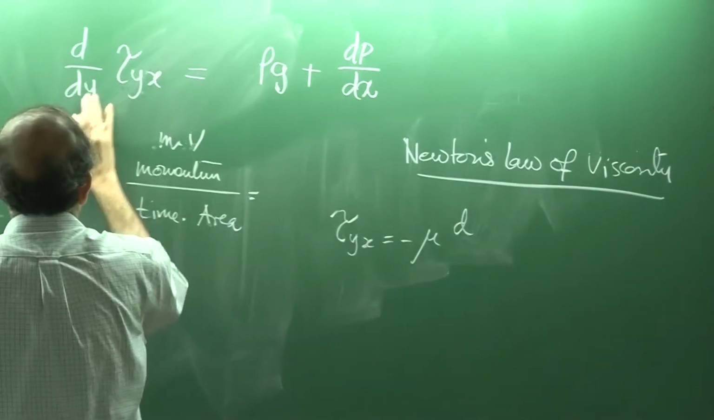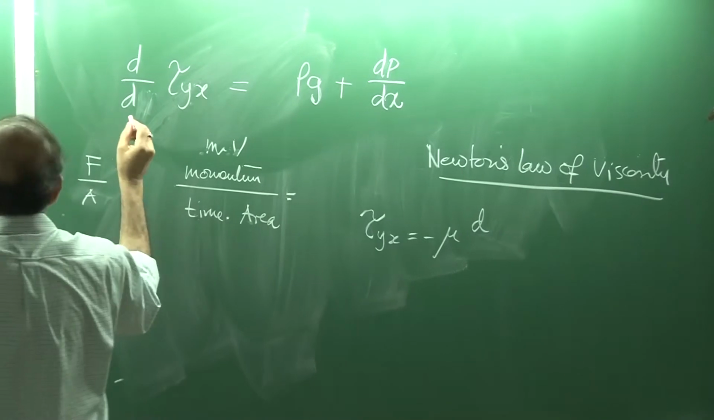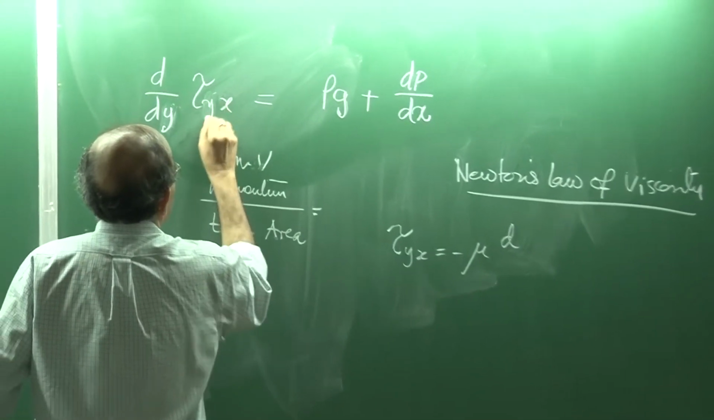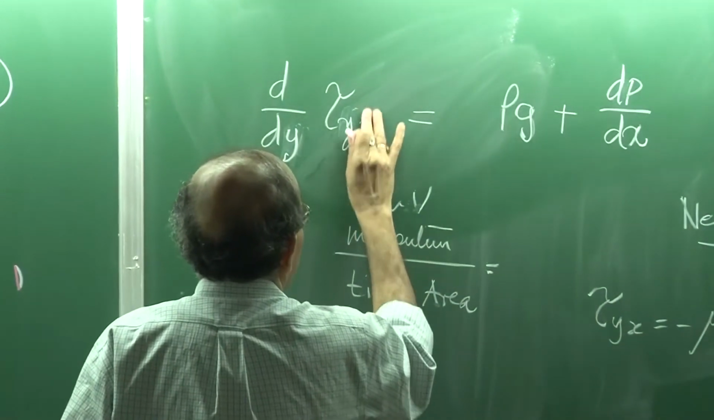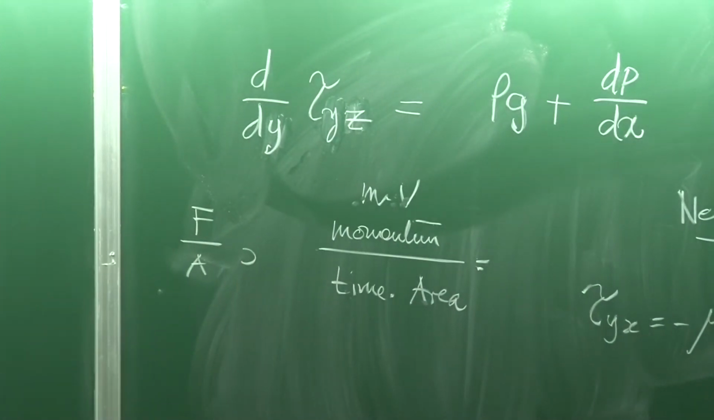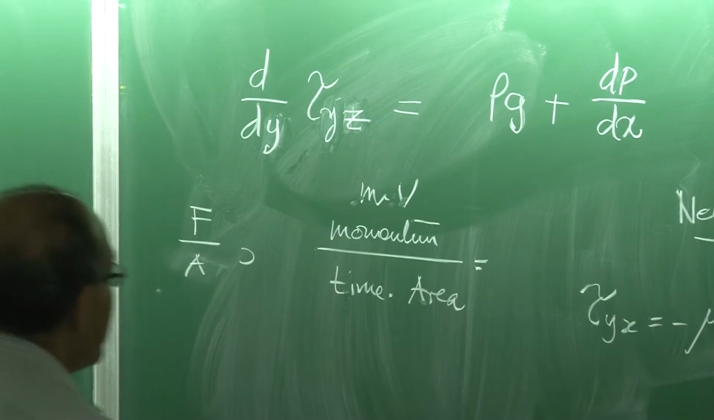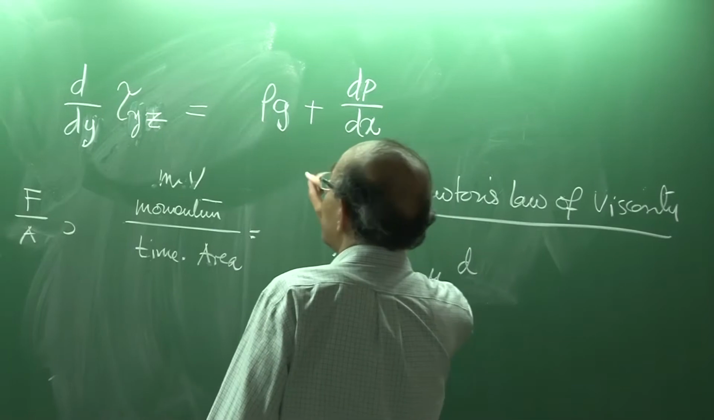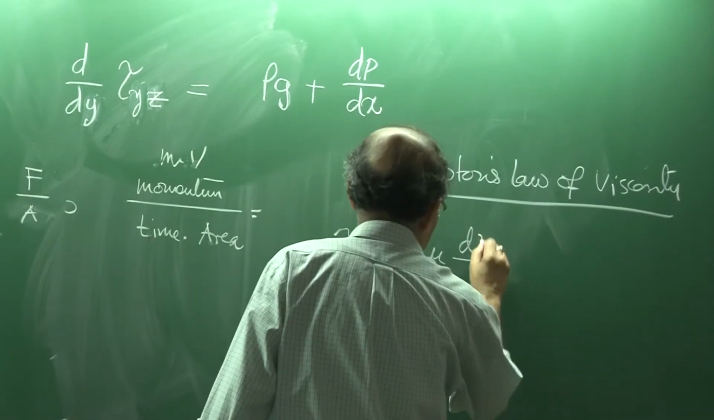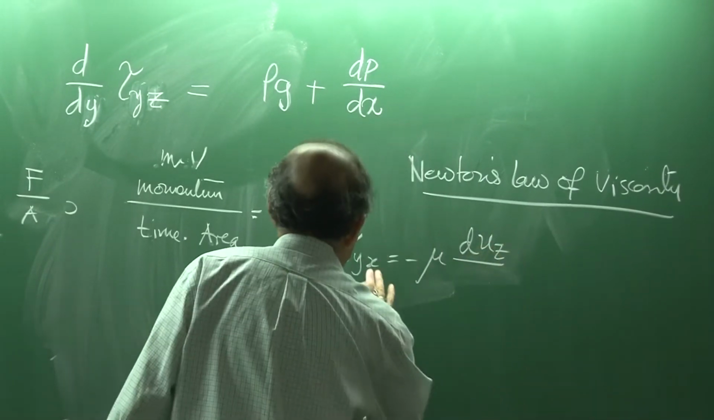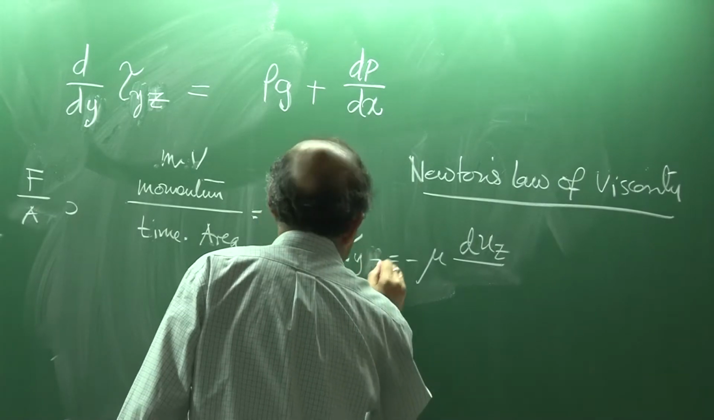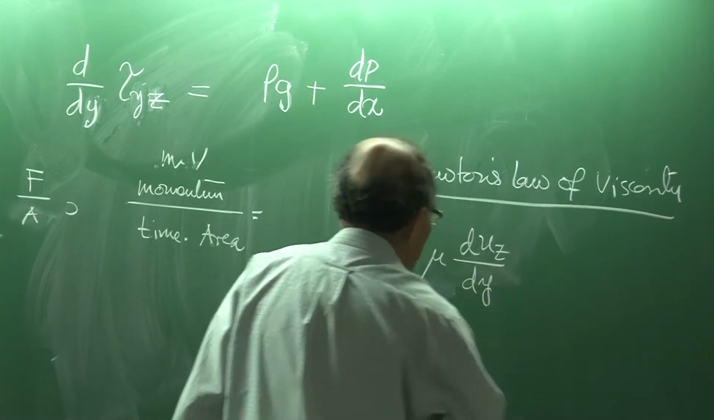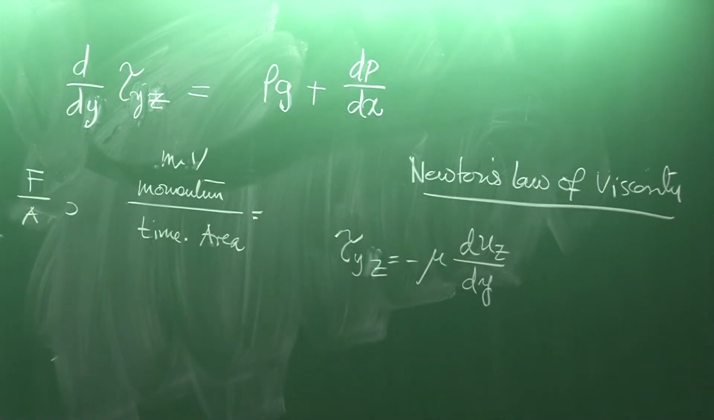So, this is going to be not y, and this is not x, x is on the other dimension, sorry. So, tau yx is equal to... z is equal to the gradient of the velocity along the y direction.